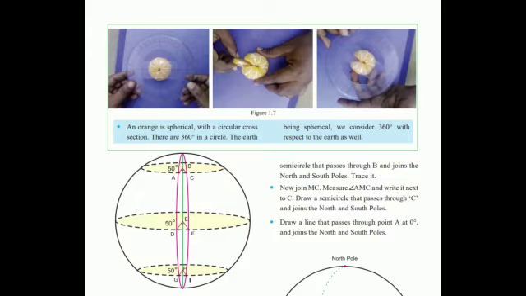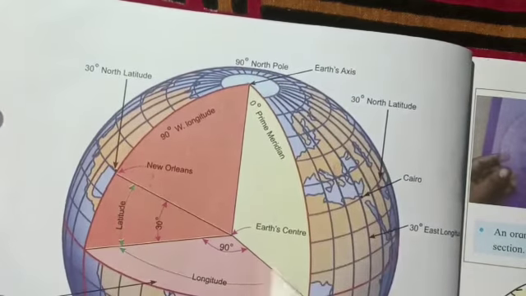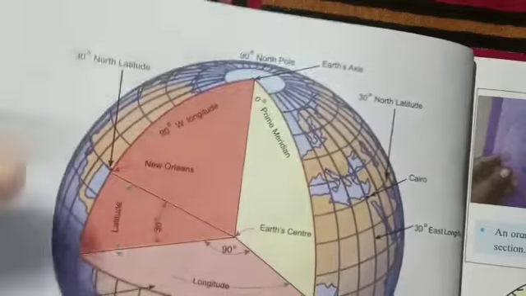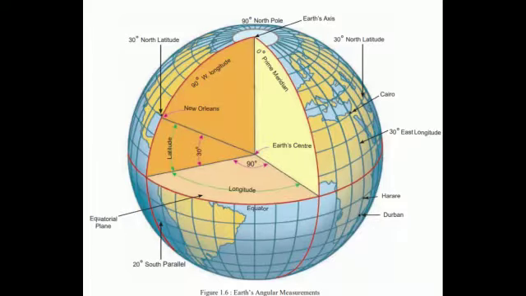Okay. See now, 90° North Pole and 90° South Pole. 90° plus 90° is equal to 180°. Now 180° is on one side and 180° on the other side. In total it becomes 360°. Okay students, understood?